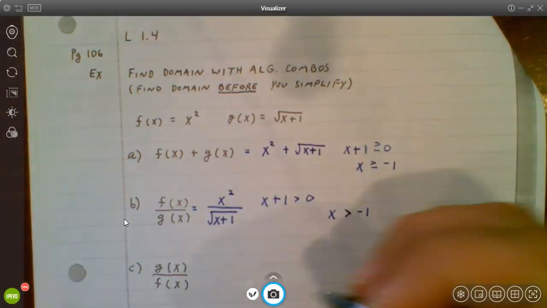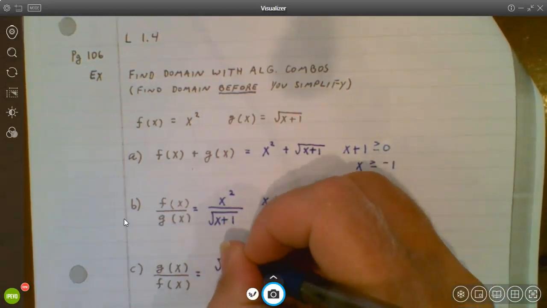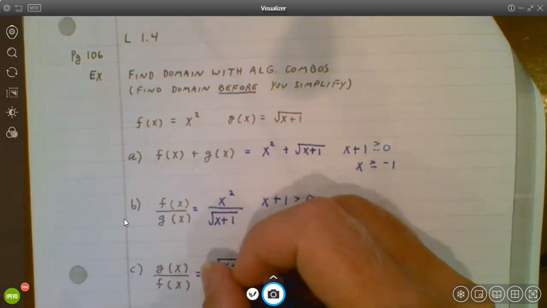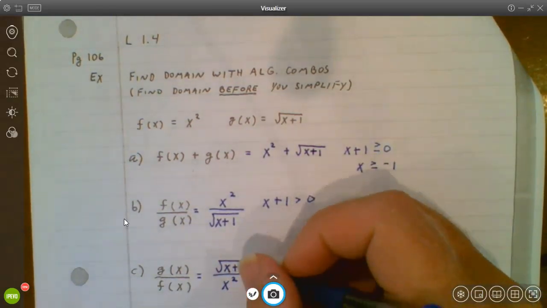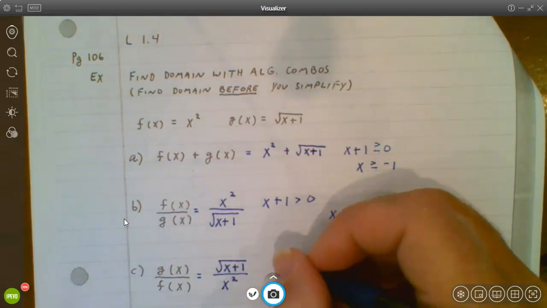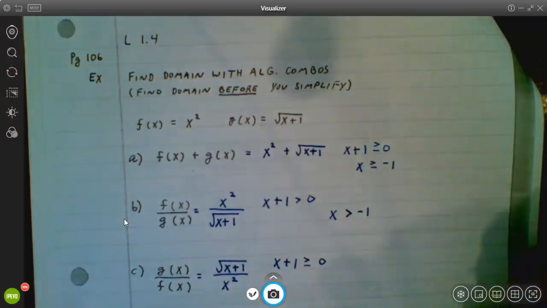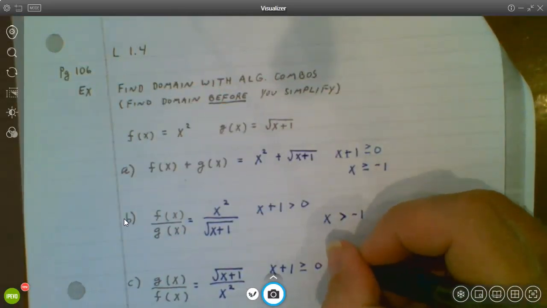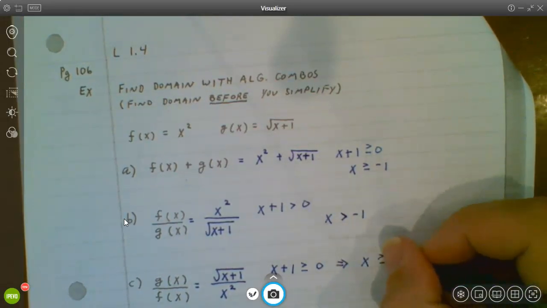And one last one over here. So now we're putting the radical on top and we got the x squared on bottom. And so two things we have to take into account. On top, we know that whatever's under that radical has to be greater than or equal to 0. And if we were to solve that, then we got x is greater than or equal to -1.